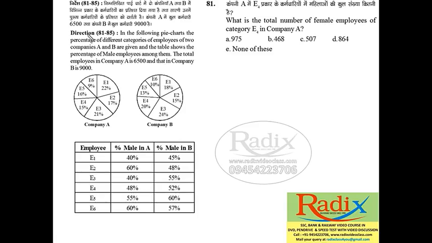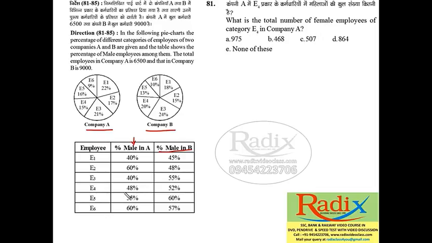Now this is a pie chart with table form. In the following pie chart, the percentage of different categories of employees of two companies A and B are given, and the table shows the percentage of male employees among them. Now this is the pie chart of company A, this is the pie chart of company B. Now this is company A male in different parts E1, E2, and this is percentage male in B in different categories E1, E2.